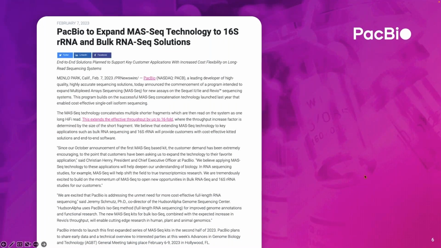And on the 16S front, we recently put out a press release announcing that we are going to expand our MAS-seq technology, which is our technology that concatenates multiple shorter fragments, such as the 1.5 kb of 16S, into one read on the system, so it acts as one long HiFi read. So this is going to increase the throughput of 16S sequencing on HiFi by as much as 10 to 12-fold, for the number of reads as well as the number of samples.